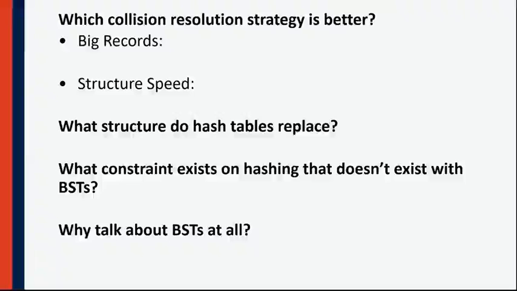If you have large pieces of data that are going to take a lot of time to copy inside the array itself, you absolutely do not want to use an array. You'd rather use a pointer, a linked list, to store that data somewhere else. So if we think about having big records, we're going to want to use something like separate chaining. Using separate chaining for big records means that the other solution is probably better in some other way. And in fact, double hashing is great for structure speed.